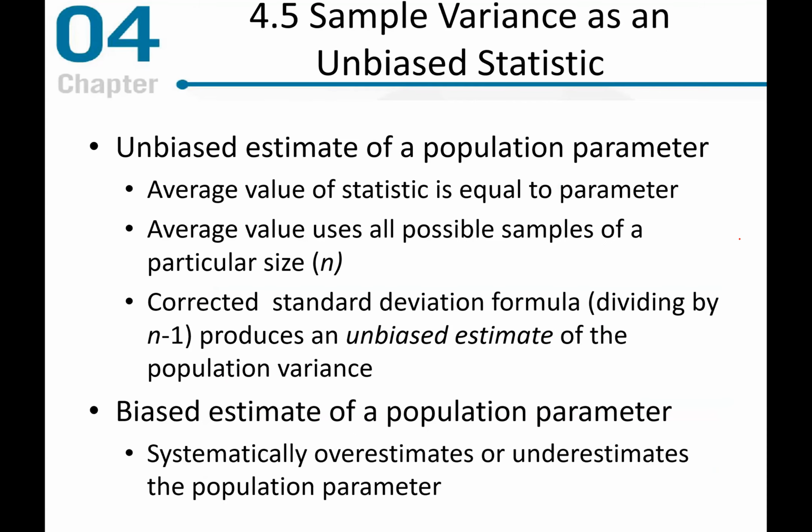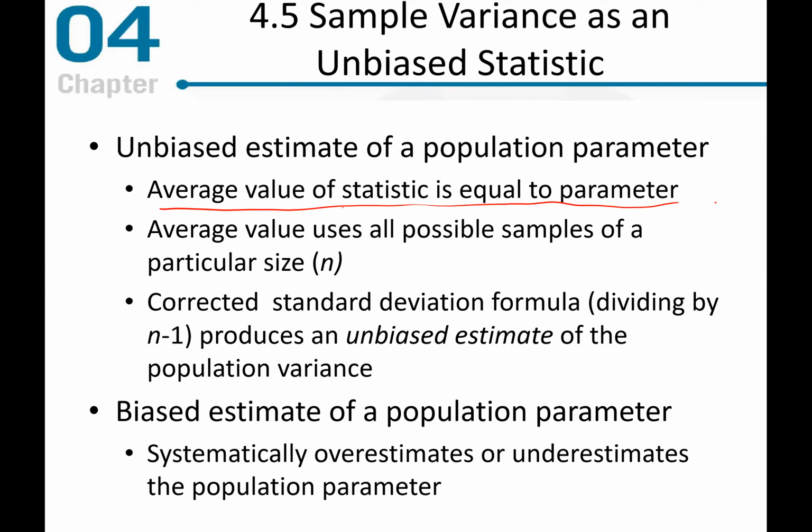All right, so let's talk more about the sample variance as an unbiased statistic. The unbiased estimate of a population parameter: the average value of a statistic is going to be equal to the parameter. This is going to be an important point. If we average all of our statistics, that means we add up our statistics and then divide by the number of statistics that we have, it's going to be equal to the population parameter.